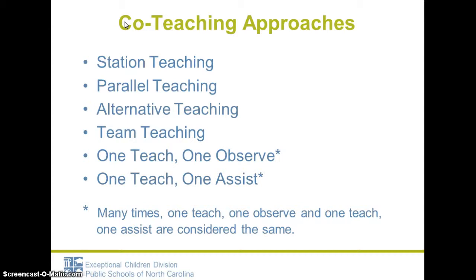As teachers begin to establish co-teaching relationships, they generally tend to start with approaches that involve less coordination between team members. For example, one teach, one assist, or observe, and parallel teaching. Gradually, as co-teaching skills and relationships begin to strengthen, teachers begin to incorporate more approaches based on students' needs and instructional content requirements. The successful implementation of co-teaching is going to require time, coordination, and of course trust.